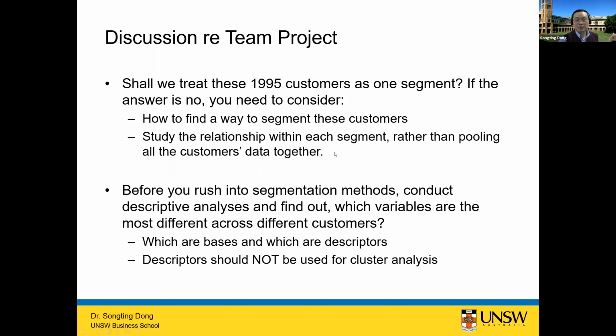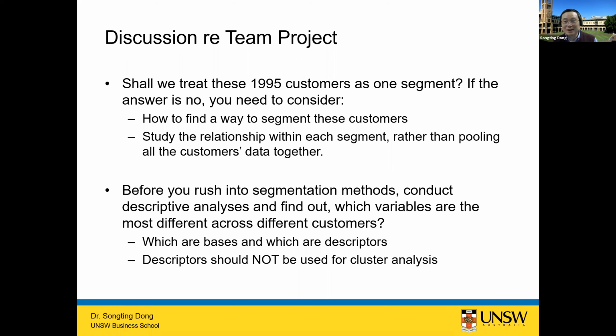Which are descriptors? For example, gender. We know this customer is male or female. Is that a base or a descriptor? It is a descriptor. It is not a base variable because it does not represent people's needs in this particular case. So what's the problem if you introduce such a descriptor as a base variable? Maybe you will end up with something like that. Among different segments, you have two segments. One segment is, let's say, high value male customers. The other is high value female customers. So if you put a descriptor in, very likely you will get such two segments.